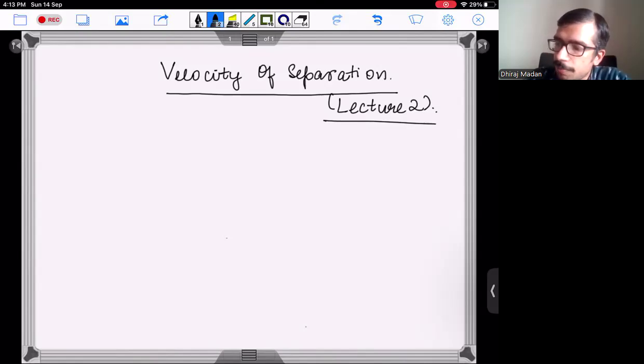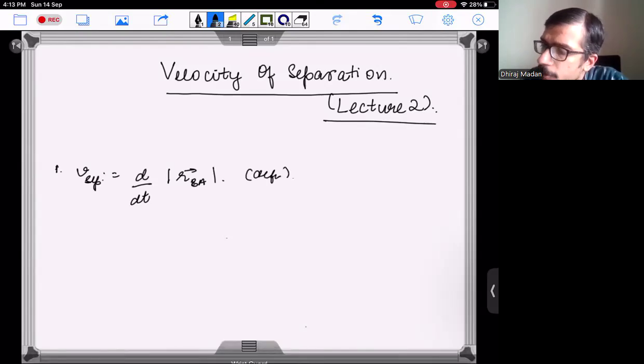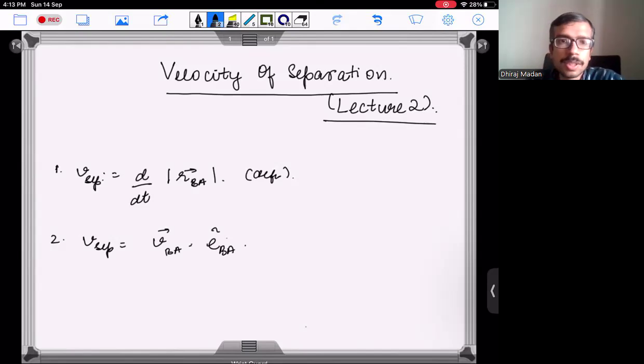So far, we have found the concept of velocity of separation. The velocity of separation between 2 points A and B is essentially the derivative of the absolute value of the position vector, which is the distance between the points. So the derivative of the distance is the velocity of separation. This is the definition. What we proved was that velocity of separation also equals the component of the relative velocity along the line joining the 2 points. We proved this and used it to solve a particular problem.